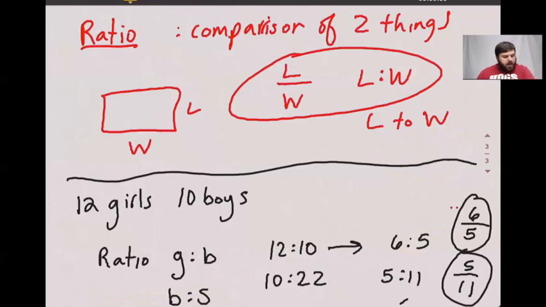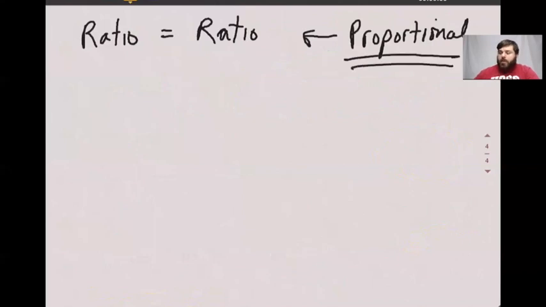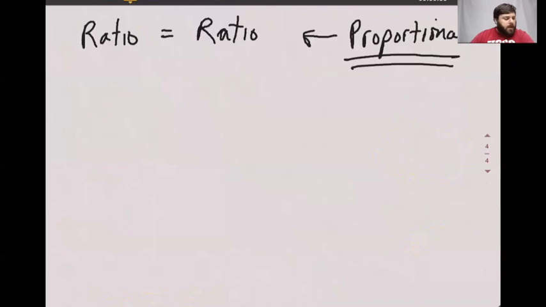All right, so if two ratios are equal, they are said to be proportional. So if I have one ratio here that equals another ratio, then I say these two ratios are proportional. Okay, you're going to see this word for sure on the test, the word proportional.